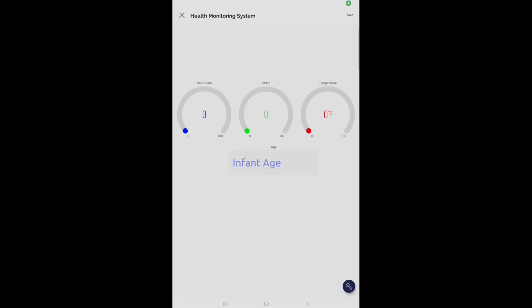Thank you very much. This is our interface in Blynk, where the age of the infant should be entered in this box. It would measure the heart rate as shown here, and the SpO2, the oxygen levels, and the temperature as well.